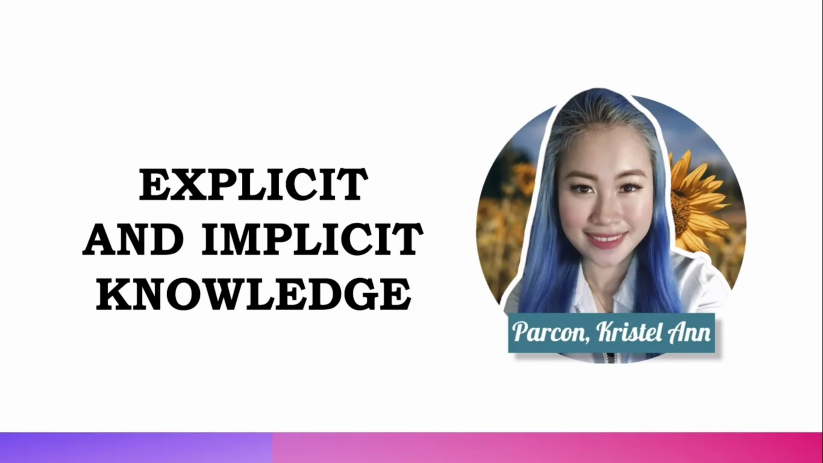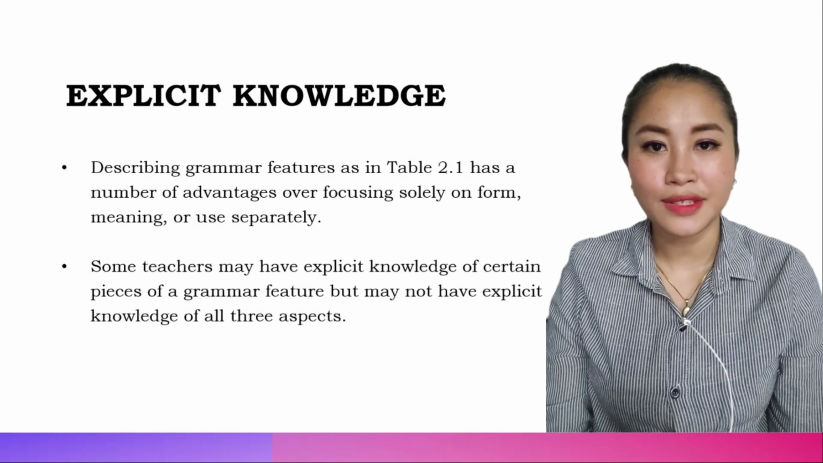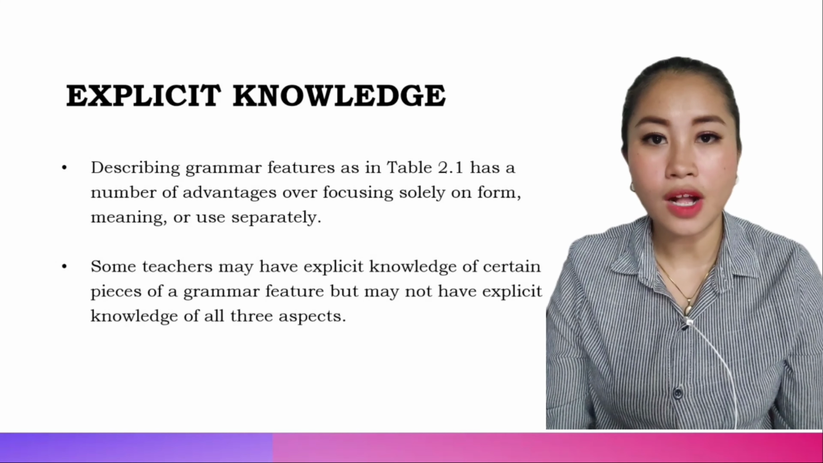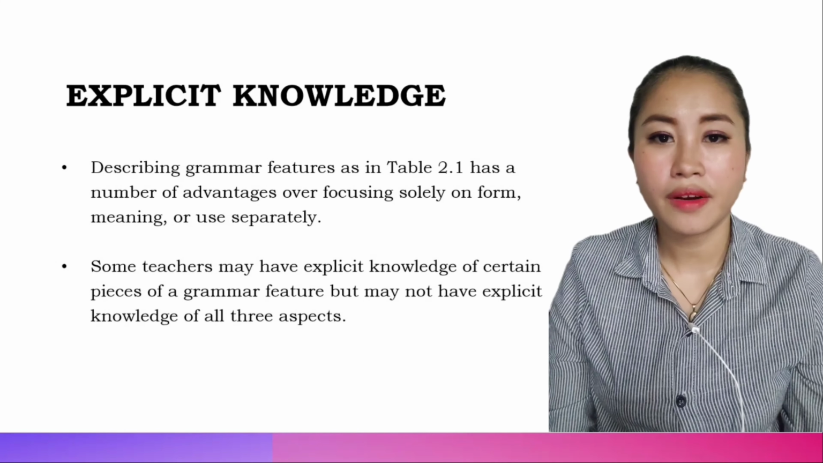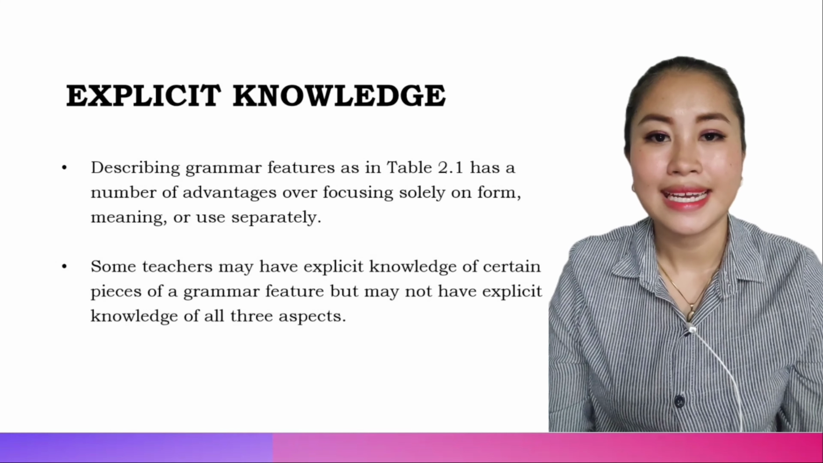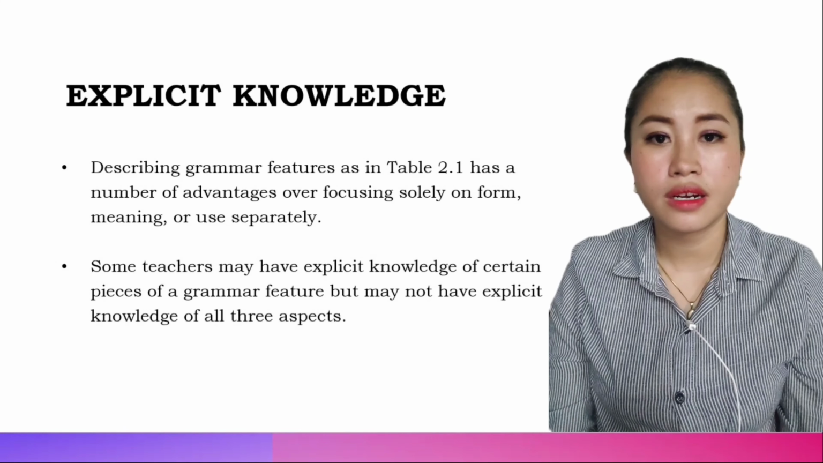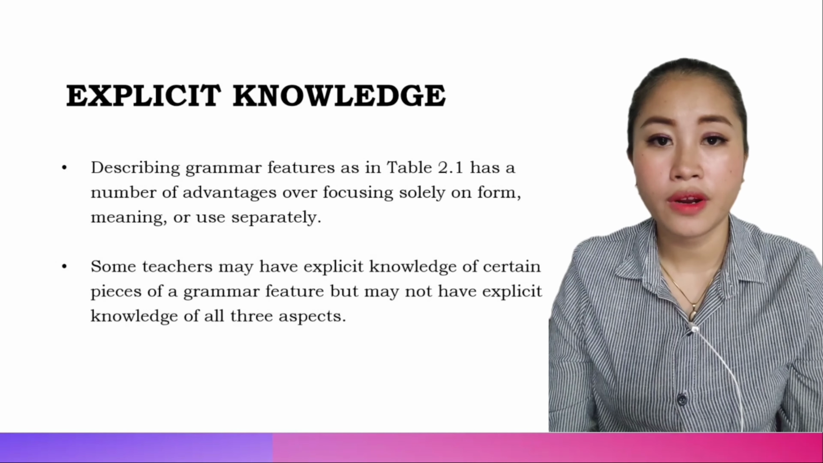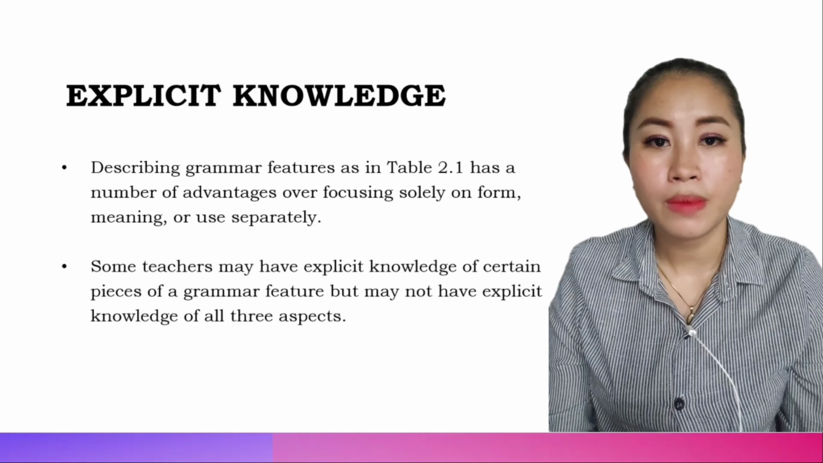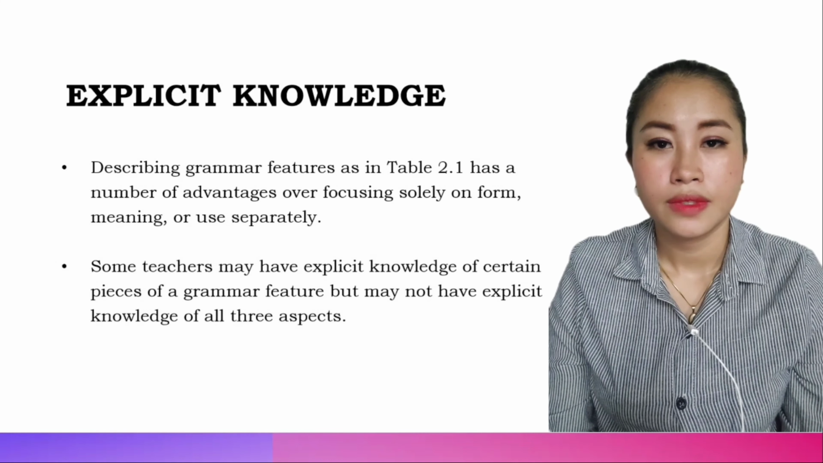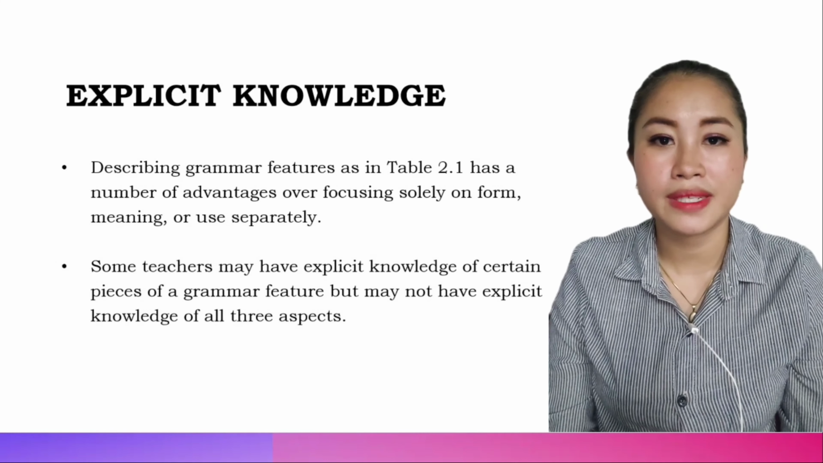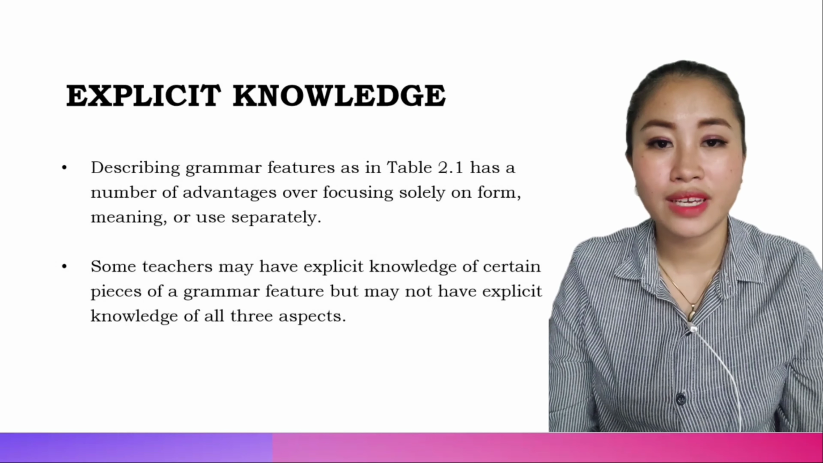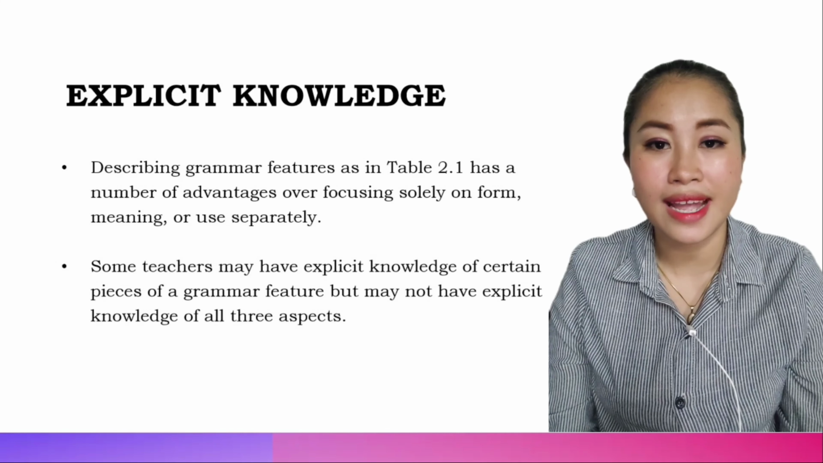Now it is time for me to discuss explicit and implicit knowledge. So first, let us talk about explicit knowledge. Describing grammar features as in Table 2.1, which was discussed by Mr. Vidaya earlier, has a number of advantages over focusing solely on form, meaning, or use separately. As we all know, some teachers may have explicit knowledge of certain pieces of a grammar feature, but may not have explicit knowledge of all three aspects.